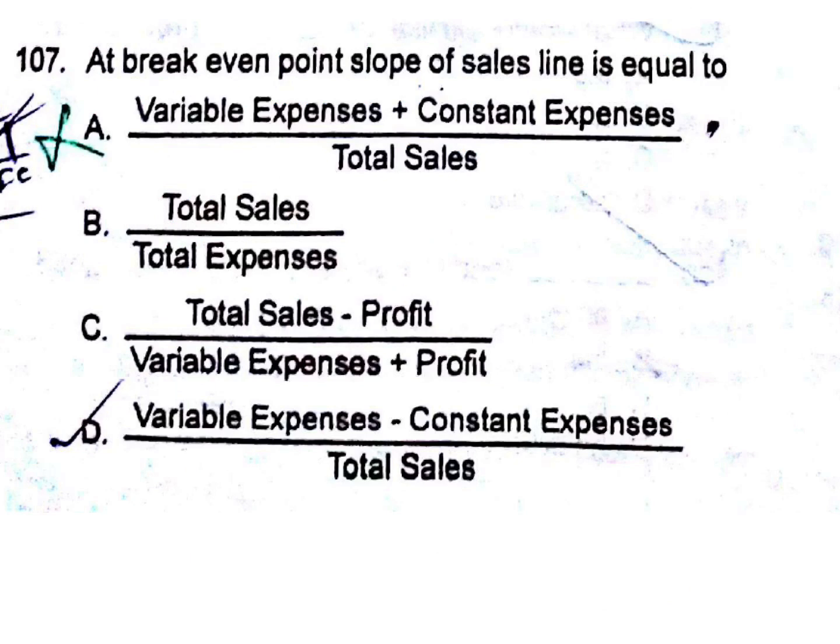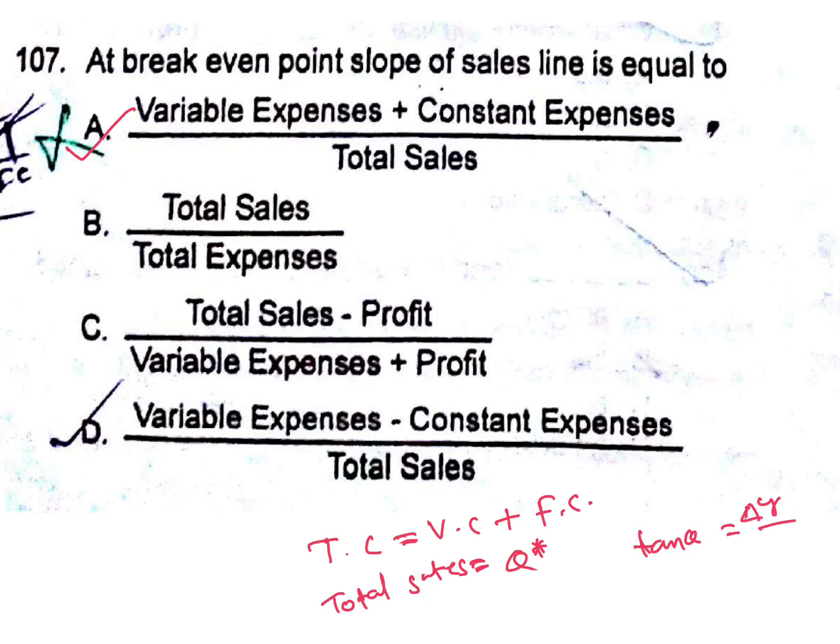At break-even point, slope of sales line is equal to... A is our answer, because total cost equals variable cost plus constant expenses, that is fixed cost. And total sales is Q star, total quantity of production at break-even point. So slope is tan theta, del y by del x. So A is our answer, total cost divided by Q star, at break-even point, TC star by Q star.